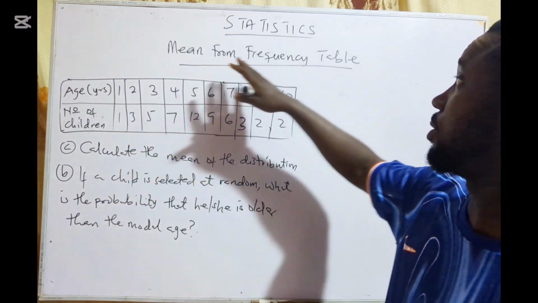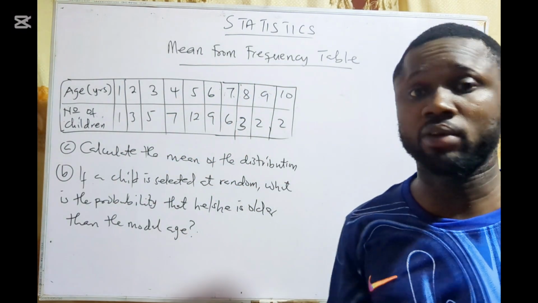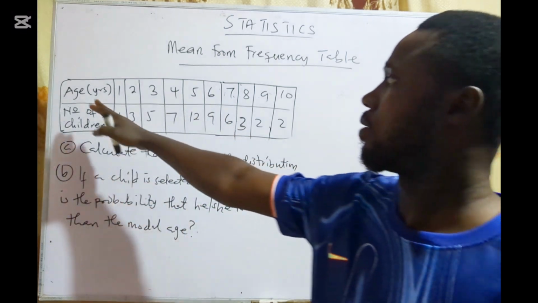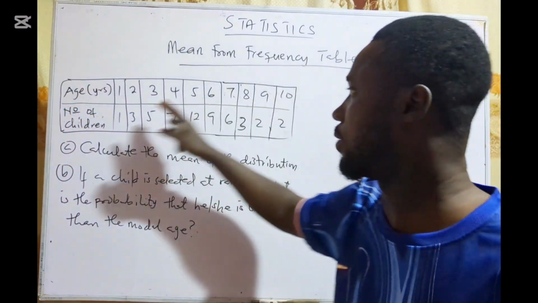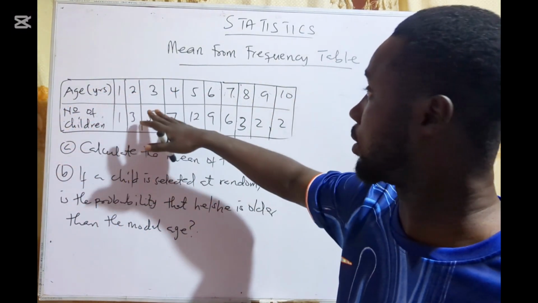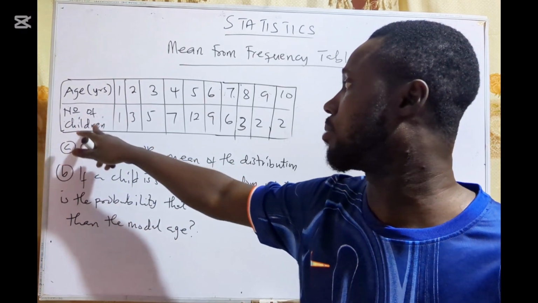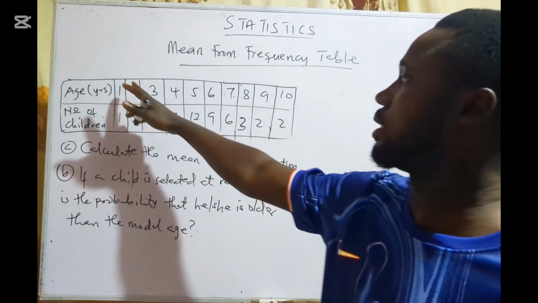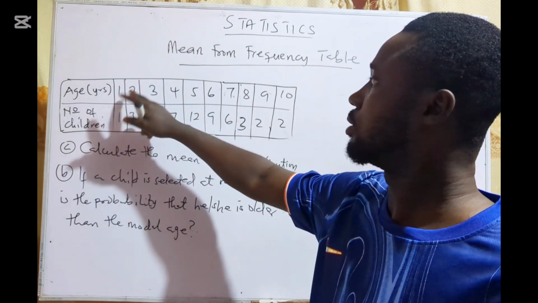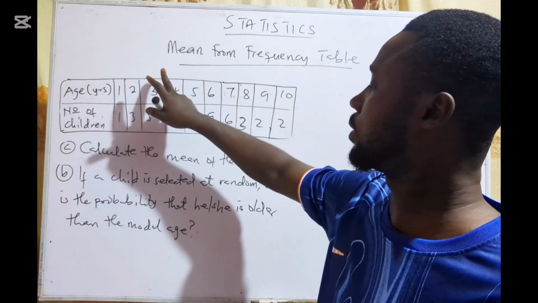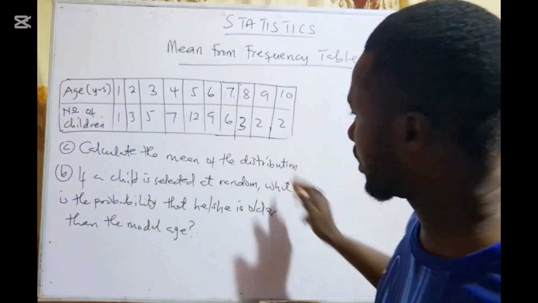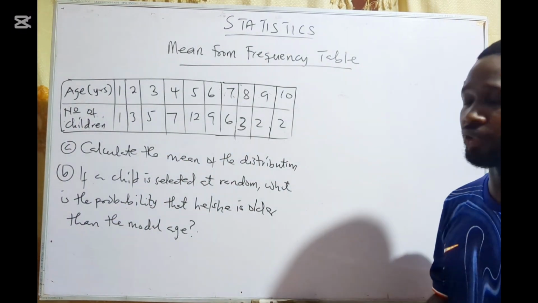Today we are going to look at the mean from a frequency table, how we calculate the mean from a frequency table. And this is a frequency table. We have the age from 1 to 10, and then we have the various corresponding frequencies with the age. That is the number of children. So 1 year we have one child, those with 2 years, 3 children, 3 years, 5 children, and so on. And we are asked to calculate the mean of the distribution.